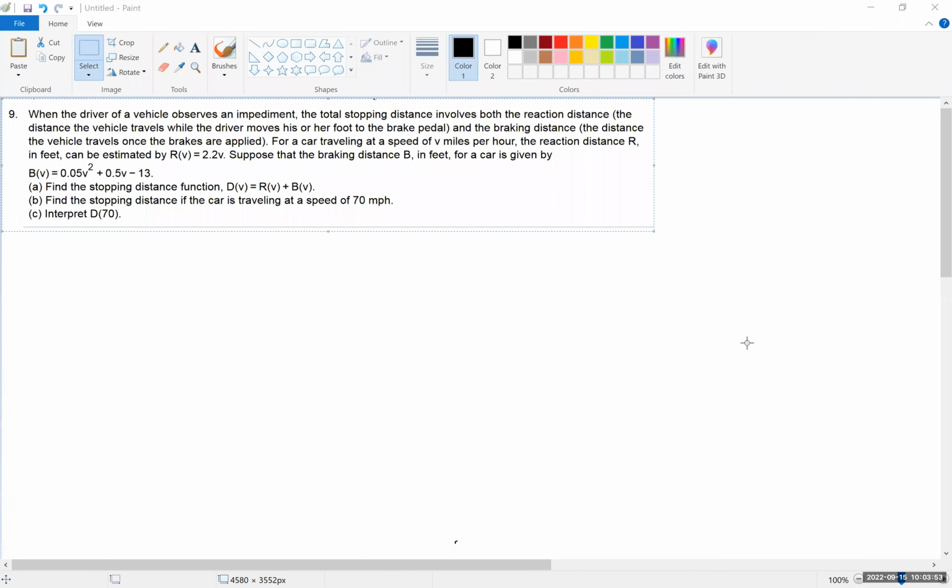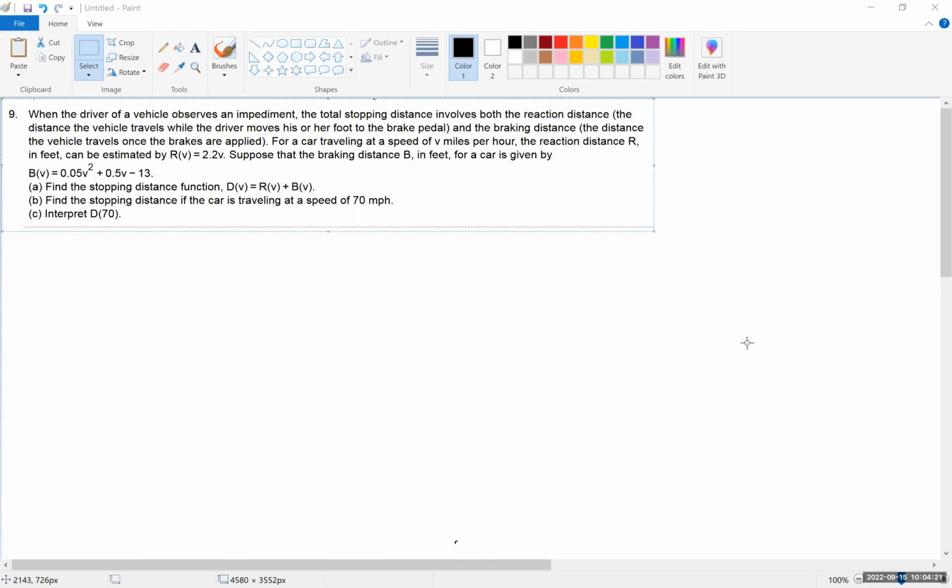All right, perfect. So this is number 9 on the review that the lecture organizer created. This one says the driver of a vehicle observes an impediment. The total stopping distance involves both the reaction distance and the distance the vehicle travels while the driver moves. Most of this stuff doesn't matter at all, right? But that's fine. The braking distance is the distance the vehicle travels once the brakes are applied.